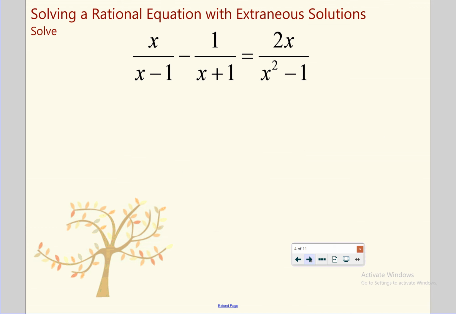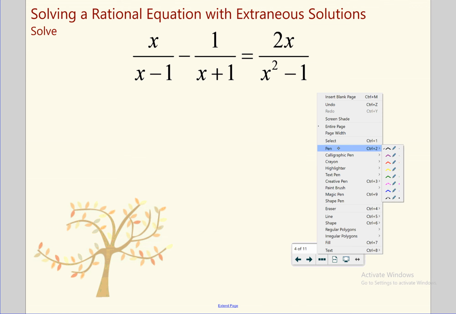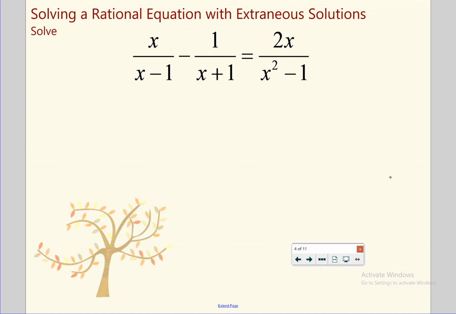So in the next one, I'm going to show you how you can shortcut that a little bit where it gets messy with all the common denominators. All right, so let's write this one down. x over x minus 1, minus 1 over x plus 1, equals 2x over x squared minus 1.